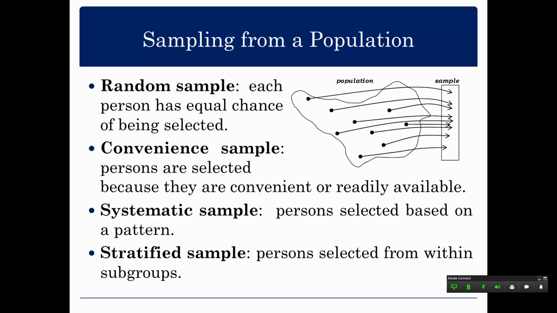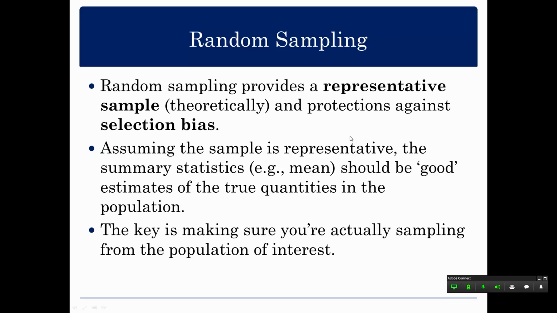Systematic samples and stratified samples are other types of samples that we use, but generally the convenience sample is what we work with. Are there any questions around this concept? If we had a truly random sample, meaning we define a population and every individual within that population has an equal chance of being selected to be a part of our study, that would provide us with what's called a representative sample, theoretically. A representative sample gives us a sample that is a very accurate snapshot of what the population looks like, and it provides protections against bias.